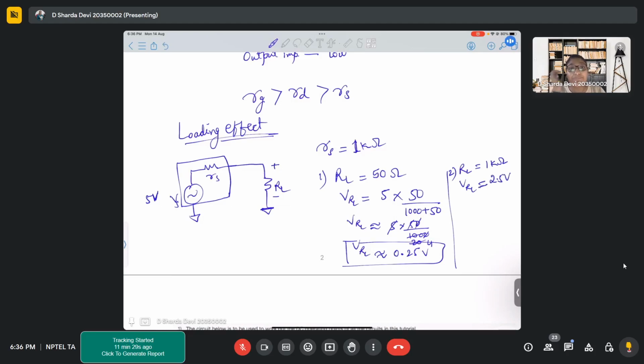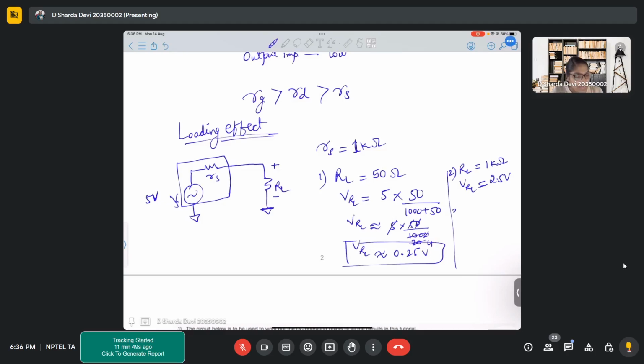Excuse me, ma'am. That is what you have written is 1000, but that is 1050. Yeah, 1050. I have approximated it to 1000, because 1000 and 1050 will not make much of a difference. So that's why I approximated it.